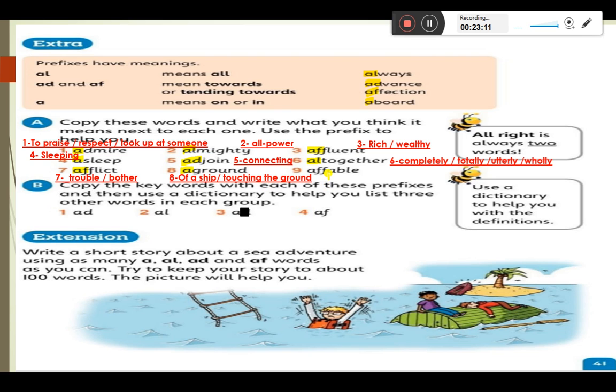Okay, let's go to the next one, which is affable. What do you mean by the word affable? Affable, it's a nice word that means friendly or nice. So I want you to highlight the prefix af at the beginning. Now we have already highlighted the prefix of each one of these 9 words, and we wrote the meaning.